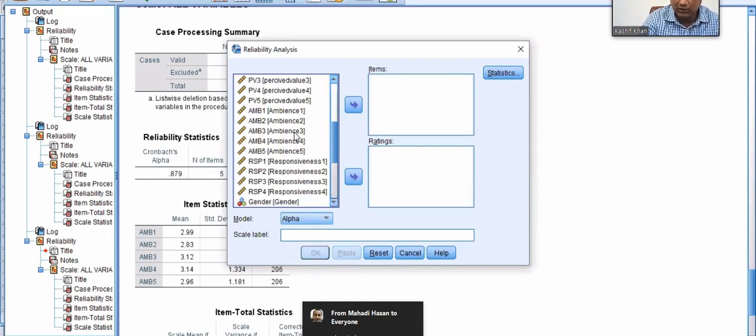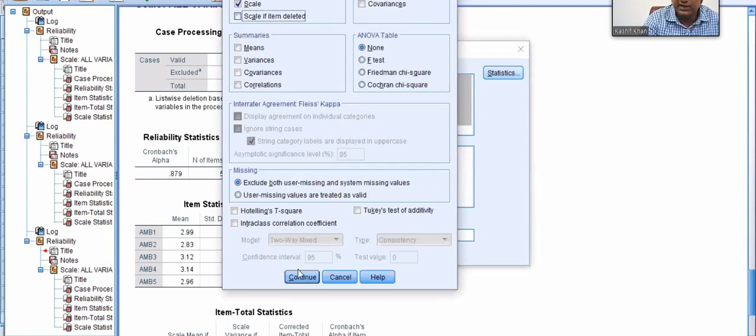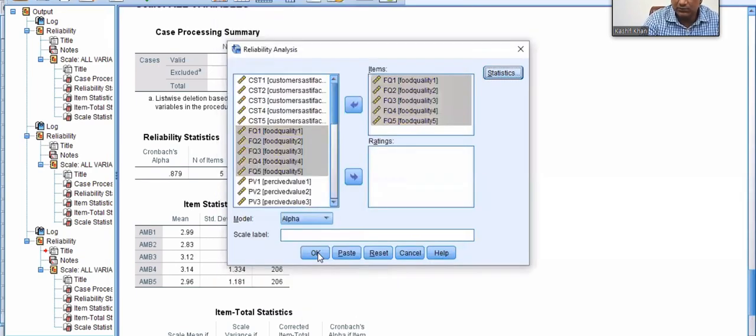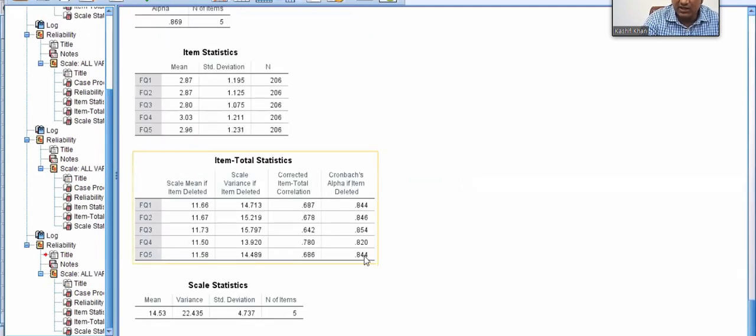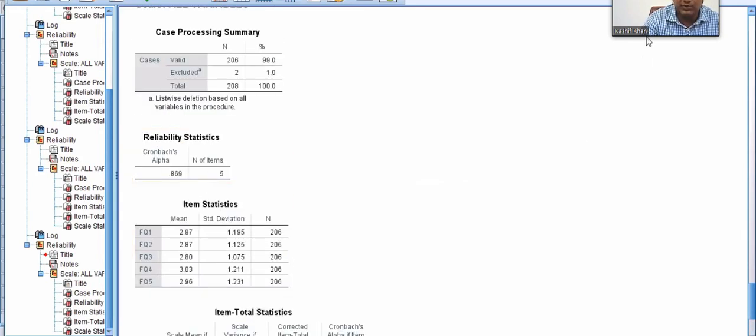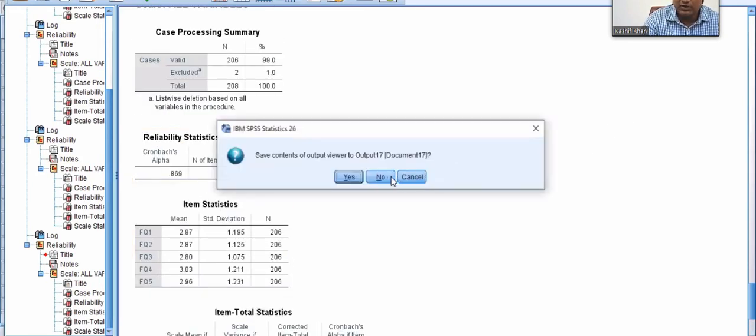Let's say food quality. I don't know, I just want to see which one is the lowest. Item, scale, deleted. Continue. Okay, this is again 0.869. And whichever item I delete, it will not improve reliability. So we're done with reliability. We know how to check reliability.